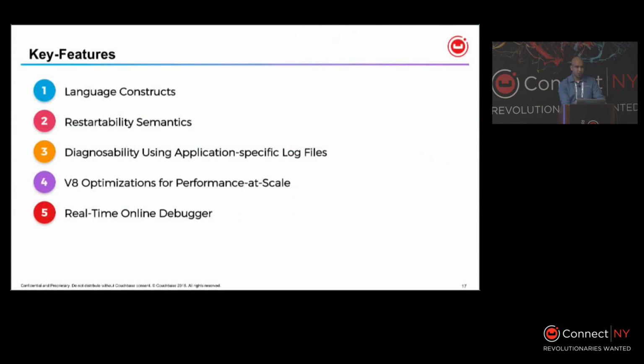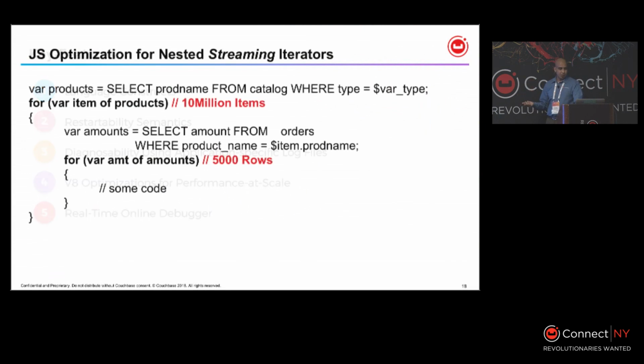So we saw the language constructs in terms of what is possible, restartability semantics, feed boundaries, V8 optimization. One of the things that we have done is, since we understand V8 well, if you're doing nested queries, when you do a for loop over a N1QL statement, we do a streaming iterator. You should not be doing this in any production thing, because if your query is getting 10 million records, that's a bad query. But assuming you do something like this, we take care of it, and your cluster will not bonk.